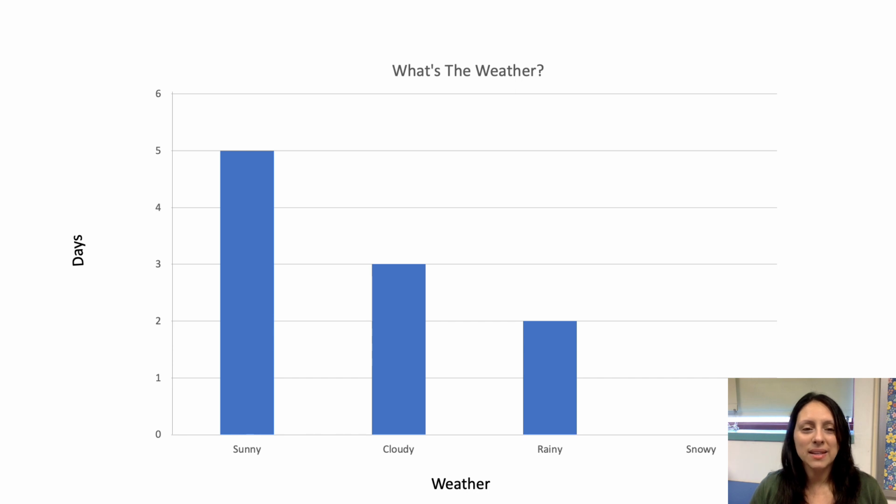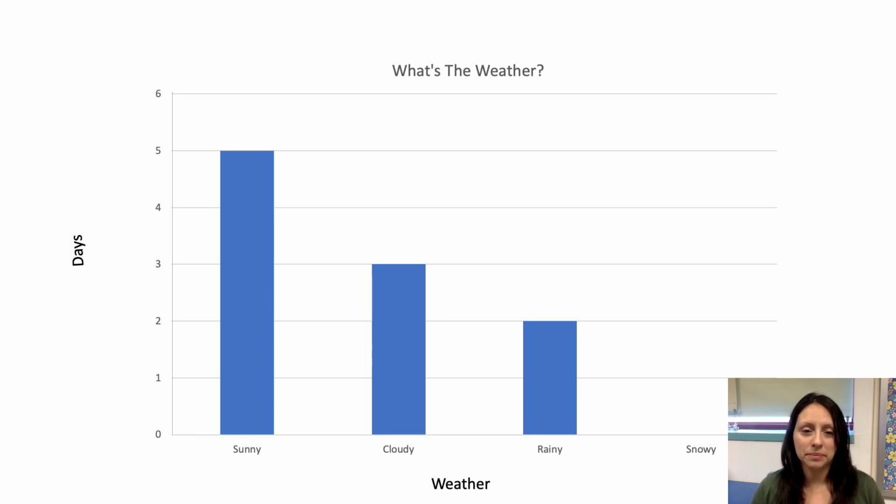Now I'm going to ask some questions about the information on this bar graph. My first question is, which happened the most? Was it sunny outside, cloudy outside, rainy, or snowy outside the most? If you said sunny, you're correct.